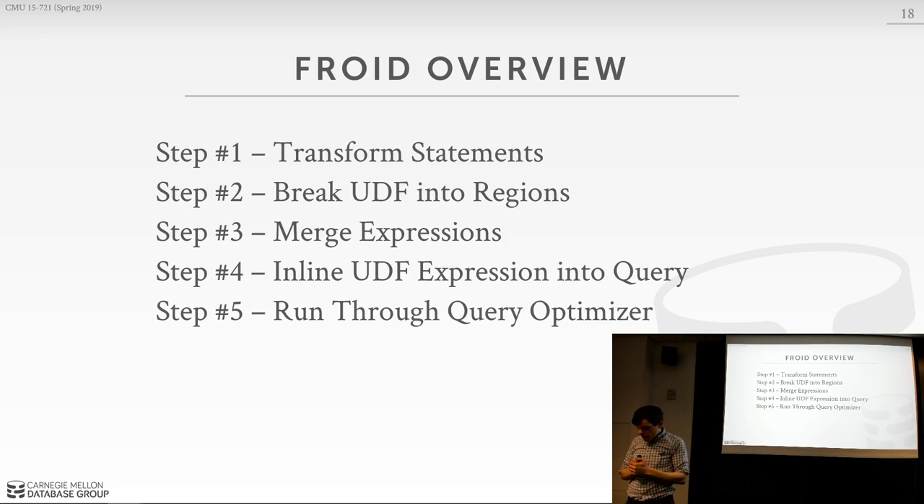Okay, so how does Froid work? There are five steps. The first step, we transform the statements, putting the T-SQL into SQL statements, and then we break our UDF up into regions, so now we can reason about each region individually. Then we merge the expressions for these different regions into a single SQL statement, and then we inline that merged region into our outer query. Then we're done, and we run it through our query optimizer.